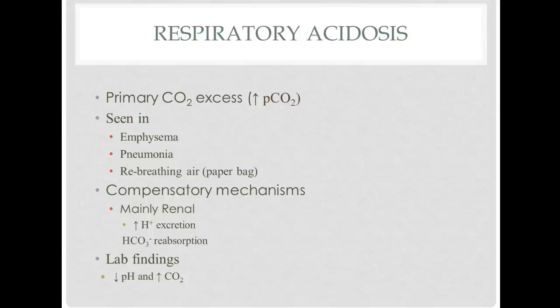Next is respiratory acidosis. This is a primary CO2 excess, buildup of CO2 in the bloodstream. Things that would cause this are emphysema, where you've got poor gas exchange across the lungs, or pneumonia, or breathing into a paper bag. You may see that in movies sometimes. People are hyperventilating and they'll rebreathe into a bag. The way that the body compensates for being in that situation is having increased hydrogen excretion or bicarb reabsorption. With this, the laboratory findings are a decreased pH with an increased CO2.